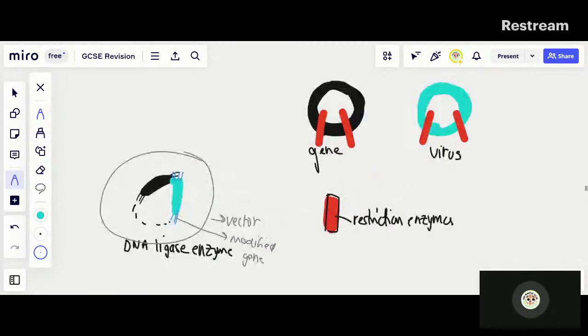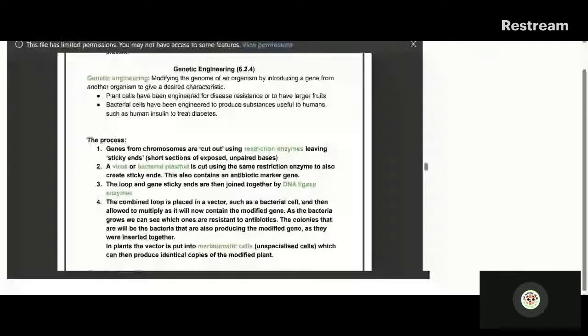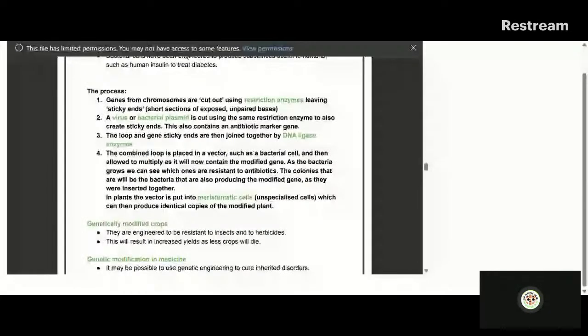Going over the process again, I'll show you this slide. Physics and Maths Tutor has a really good way of putting it into 4 easy steps for you to remember.